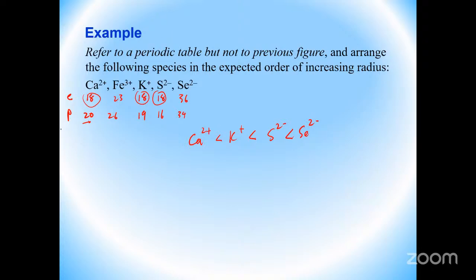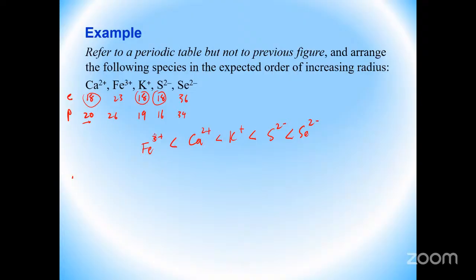So that means that we have to talk about Fe3+. Fe is to the right of calcium, which means that its atomic size will be smaller, and therefore the ionic size will be even smaller. So I'm going to put Fe3+ right here. And that would be the order. So that's how you can establish the order of the ions based on their electronic structure.